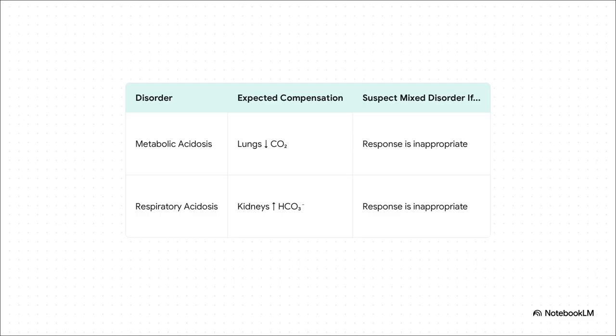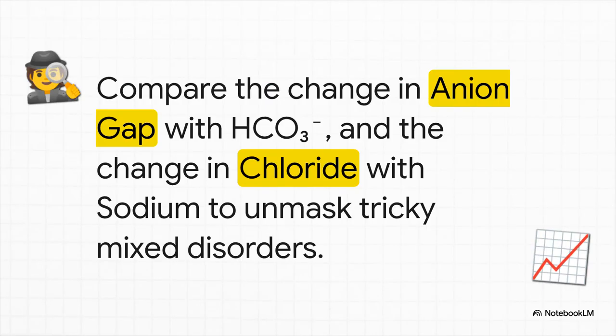In metabolic acidosis, for instance, the lungs try to help by breathing faster to blow off CO2. In respiratory acidosis, the kidneys work overtime to hold on to bicarbonate. If that response is weaker or even stronger than what we'd expect, that is a massive clue that a second disorder is hiding in the mix.